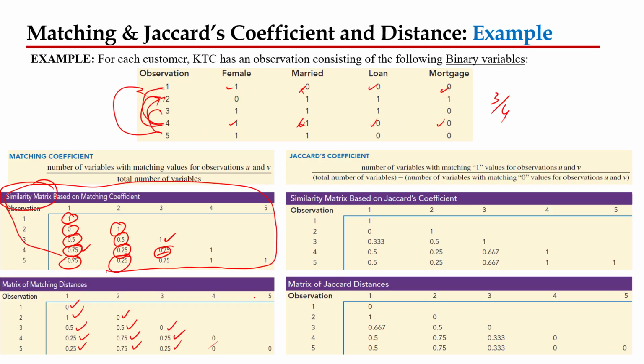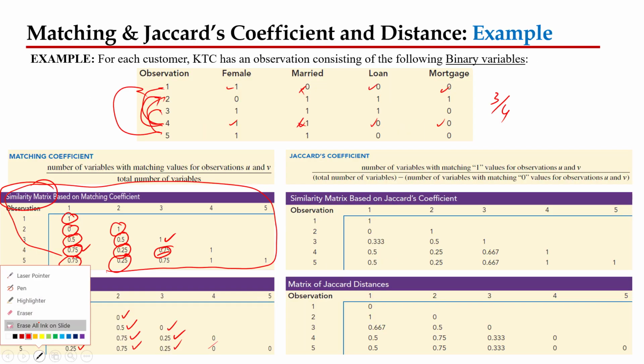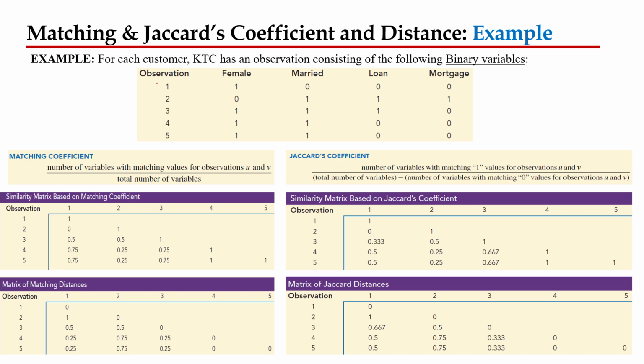So let's see an example. Once again we have the 5 observations, so we are going to develop this 5 by 5 matrix in order to calculate the similarity matrix with respect to Jaccard's. If we are going to compare 2 and 1, this is not same, this is not same, this is not same, this is not same, so we are getting 0.